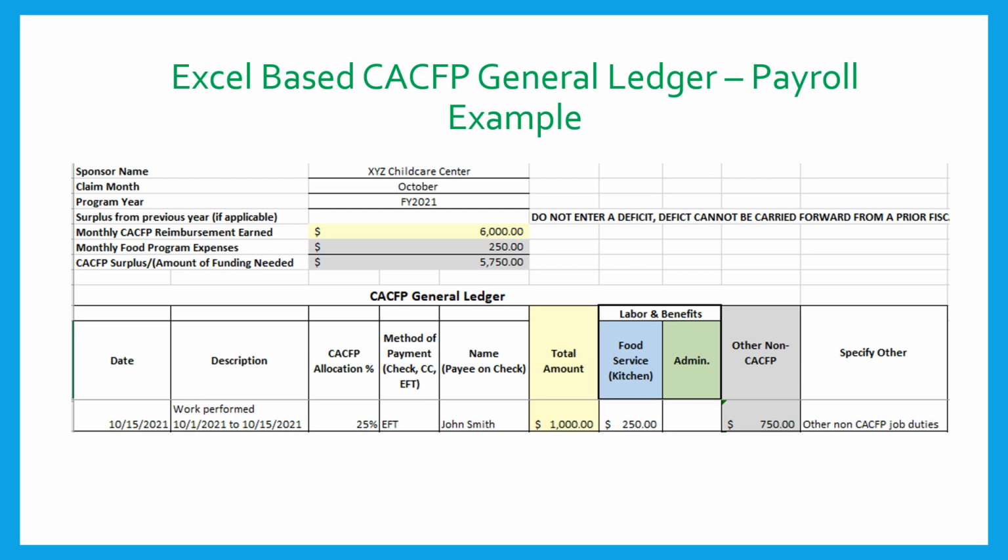The total amount reflects the gross pay and earnings per the payroll register. The allocation percentage of 25% is multiplied by the total gross pay of $1,000 to arrive at the CACFP food service operating labor amount of $250. The remaining $750 is entered in other non-CACFP labor, and a description of non-CACFP job duties is entered in the Specify Other column.